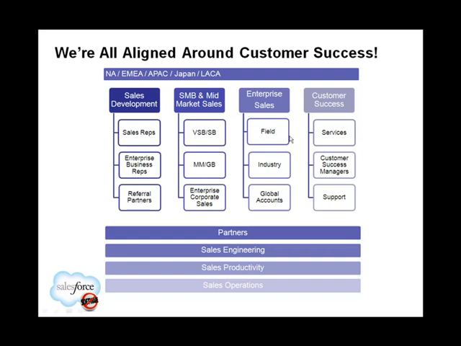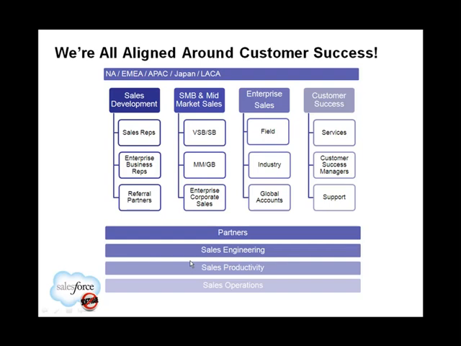Then we continue to move across the right-hand side, and we have a field sales organization that focuses both on the field and on industry specializations. And then we do have a global accounts team. And from a customer success perspective, we also have a services organization, customer success managers, and support. The interesting thing here is everyone needs to work together to ensure customer success.